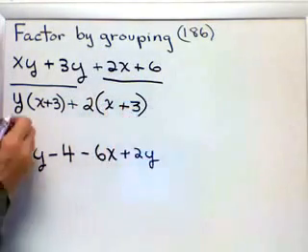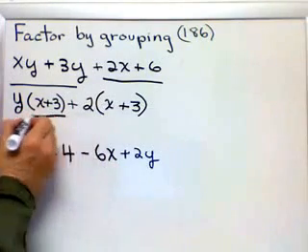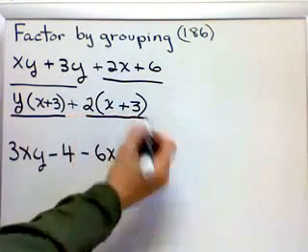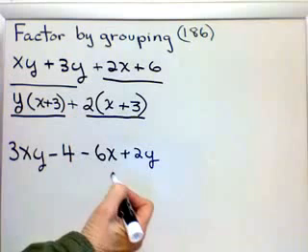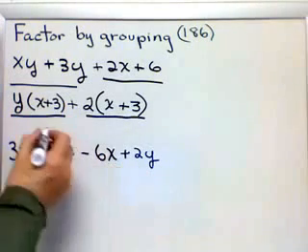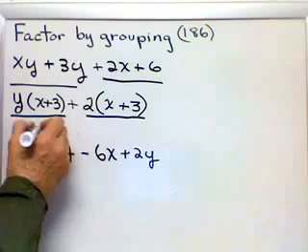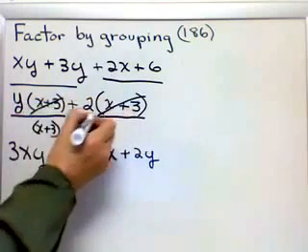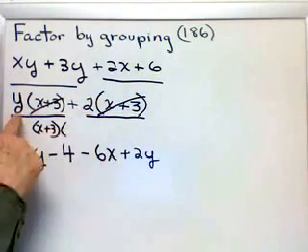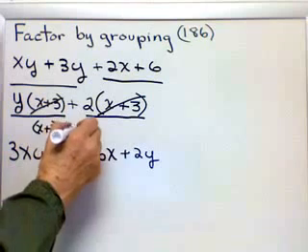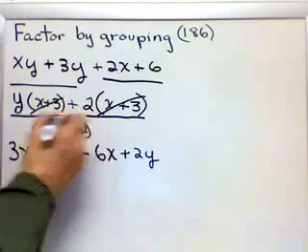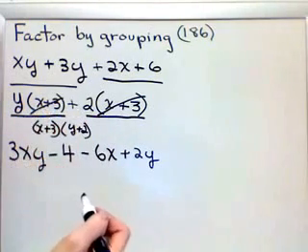Now notice, I've got 2 groups again. I'm going to underline both groups. What do they both have in common? They both have an x plus 3, so factor that out. If you factor out the x plus 3 from each group, what do you have left? Y plus 2. And there is the final answer. And that's factor by grouping.